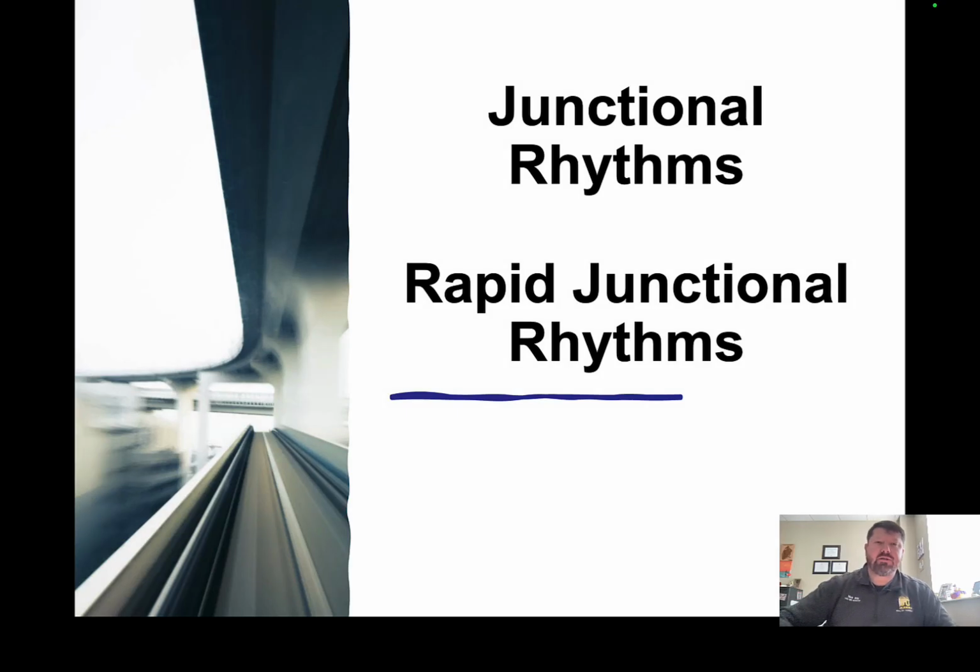So let's continue our discussion of junctional rhythms. We're going to move on into rapid junctional rhythm. Our rapid junctional rhythms include two rhythms: accelerated junctional and junctional tachycardia. Essentially, they're the same. When you're trying to identify them on the rhythm strip itself, they're going to look just like a junctional rhythm like we talked about earlier, with a P wave that is either absent, inverted, or post QRS. The only difference is that the rate is going to be increased, because you've got increased automaticity of the AV junction.